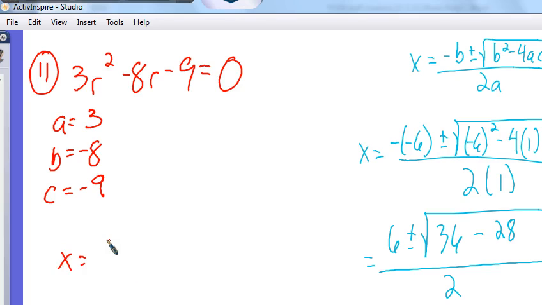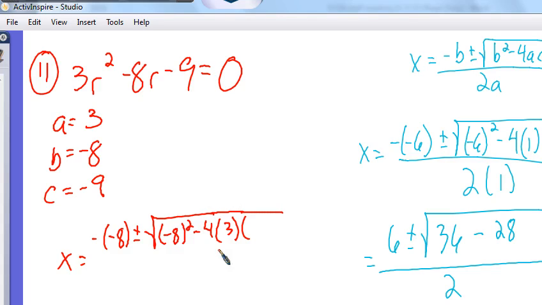That's negative 8, plus or minus the square root of negative 8 squared, minus 4 times a, which is 3, times c, which is negative 9. Positive. 4 times 3 is 12, times 9.